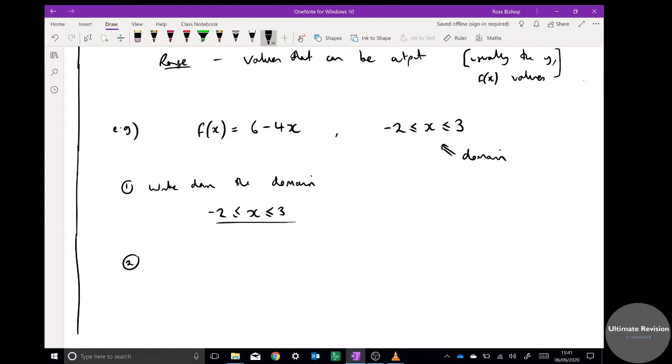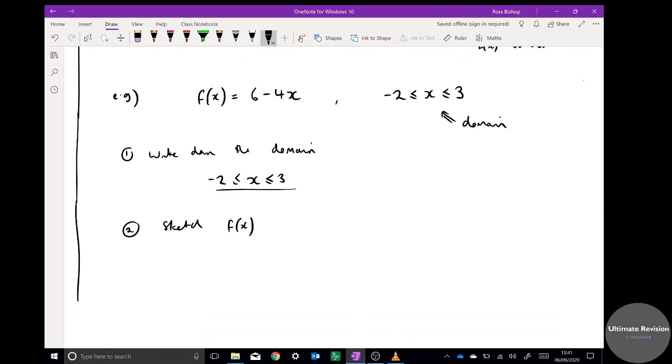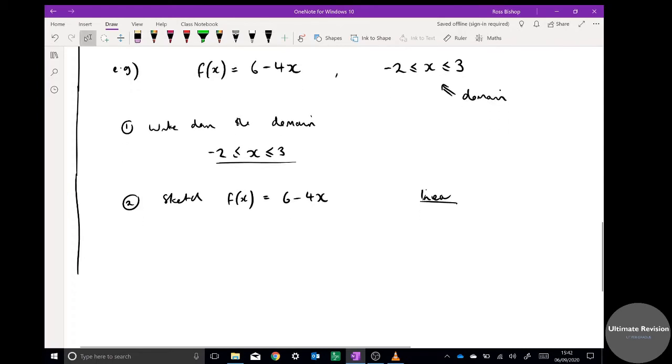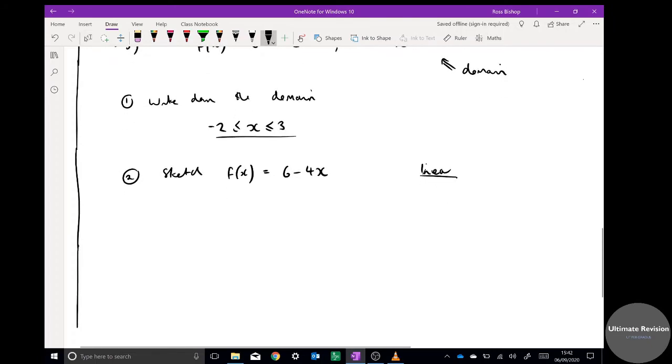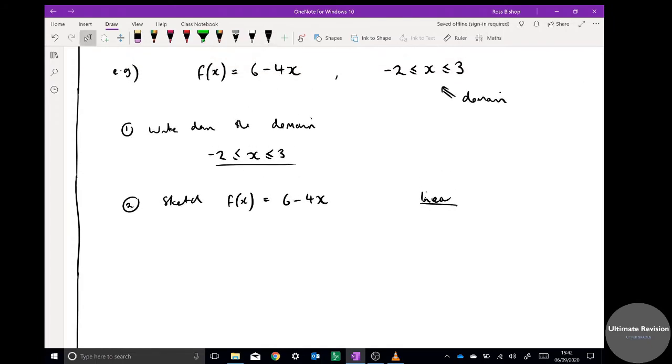Now the second question, it might be sketch f(x), and this is where the previous session's really going to help you. So we're going to draw the graph f(x) equals 6 minus 4x. Now, you should spot that this is a linear graph because it's just got x and an f(x) in. And you would normally work out the x-intercept and the y-intercept. But for this case, I've got the domain. I don't draw the graph anywhere other than between x equals minus 2 and 3. Beyond that point, the graph just stops, okay?